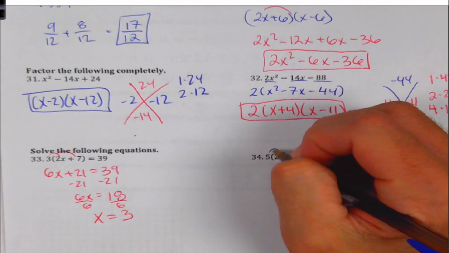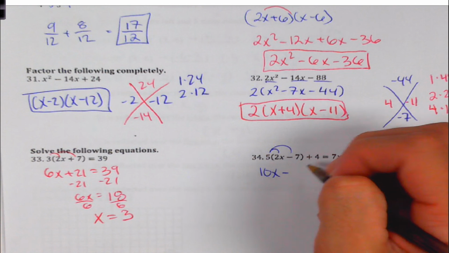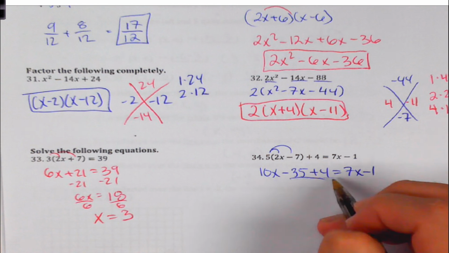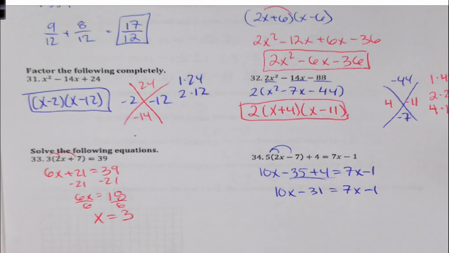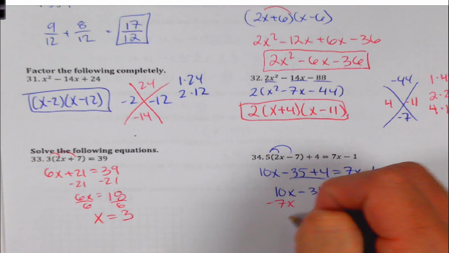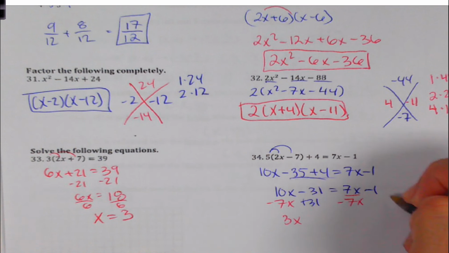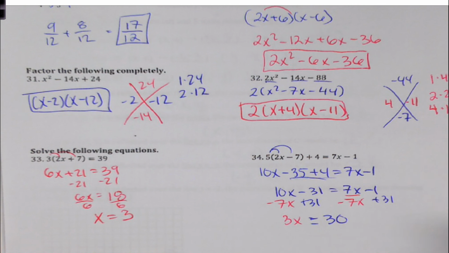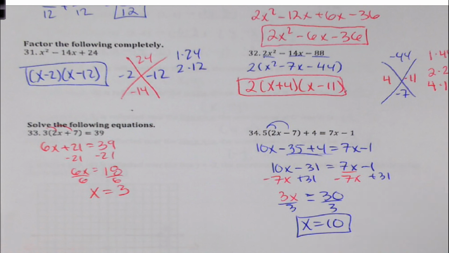And then over here, we're going to distribute to get 10x minus, that's going to be, what, 35? Plus 4 equals 7x minus 1. Combine like terms right here, and we get 10x minus 31 equals 7x minus 1. Now you want to move the smaller piece, so 7x, I'm going to subtract 7x on both sides to give myself 3x. At the same time, I will also add 31 away, so I'll get 30 on this side, because negative 1 and positive 31, and then divide by 3. Get x equals 10.